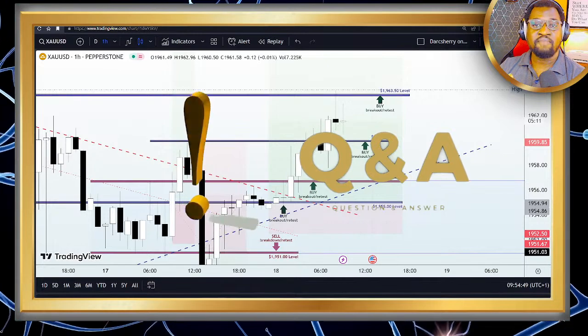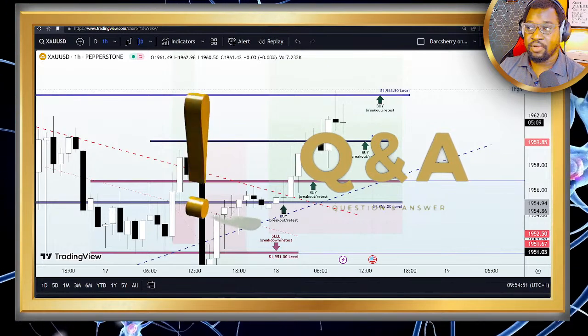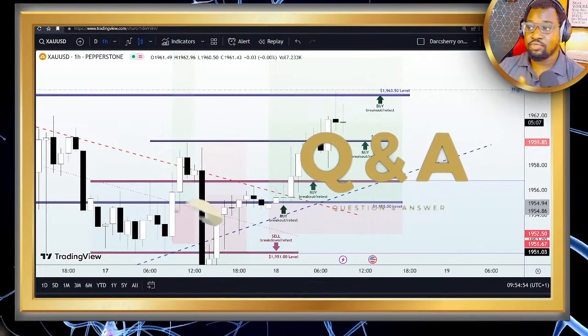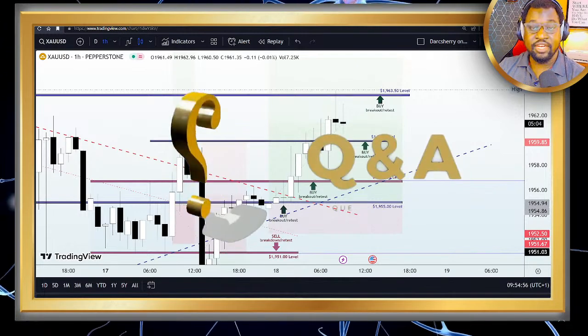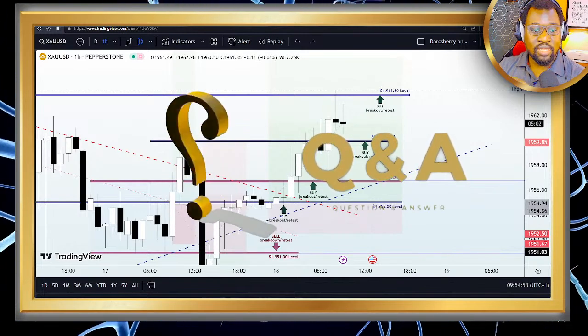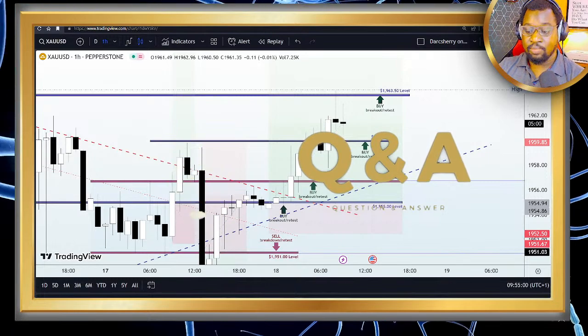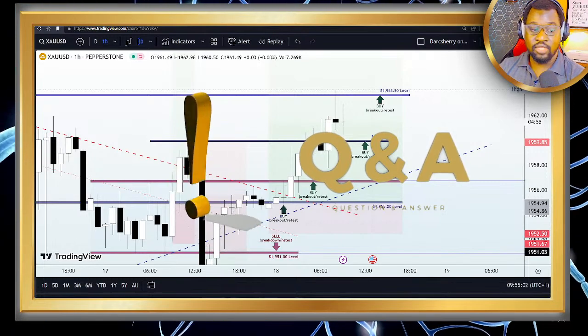So I do hope you've marked out these levels on your chart. Very, very important, as you will be needing them as a reference point to guide our trading activities for today. So in the absence of any questions, let's move on to the last instrument for today.